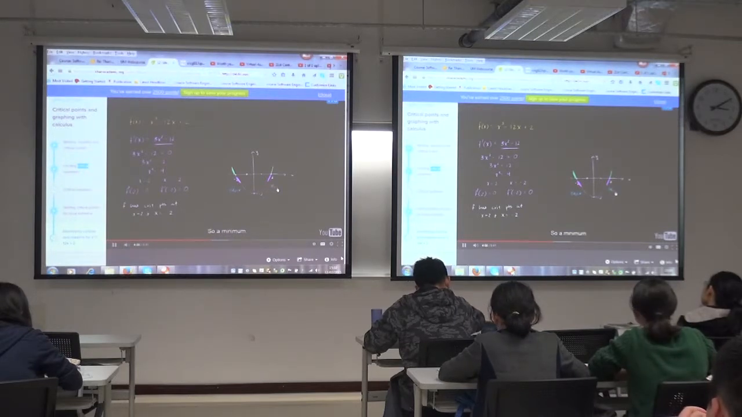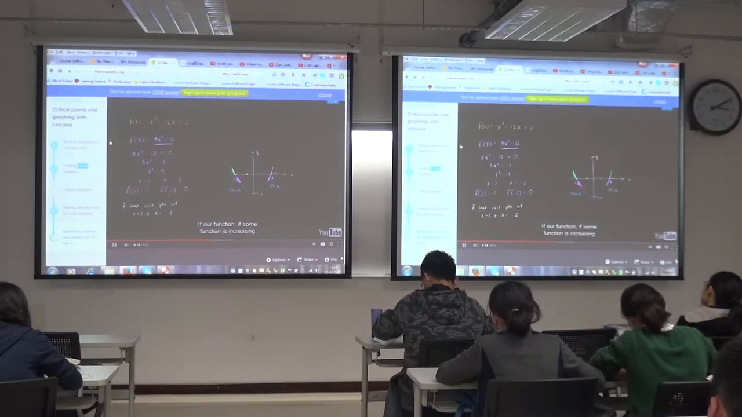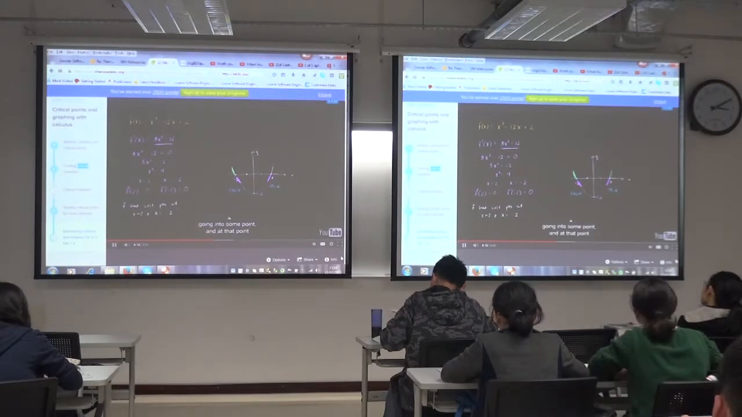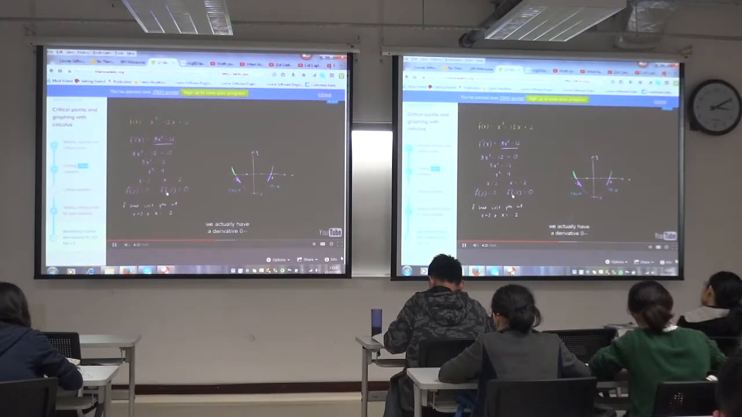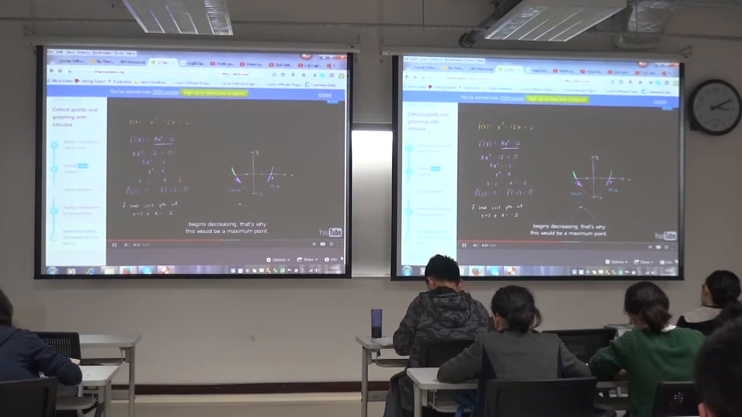So a minimum. And I just want to make sure we have the correct intuition. If some function is increasing going into some point, and at that point we have a derivative of 0 (the derivative could also be undefined), and then the function begins decreasing, that's why this would be a maximum point.